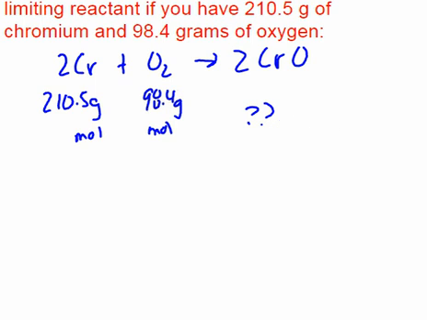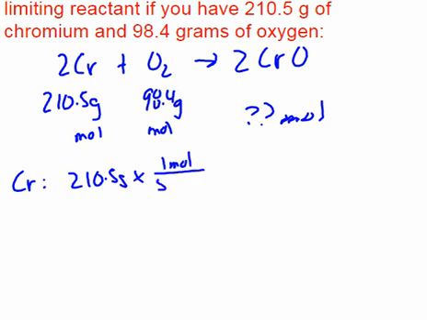But what I like to do is start with my first reactant, chromium, take the 210.5 grams, and find out how many moles of chromium that would be. So pure chromium still weighs 52 grams. So I've got around 4 moles here, 210.5 divided by the 52, so 4.05 moles. This is moles of chromium.